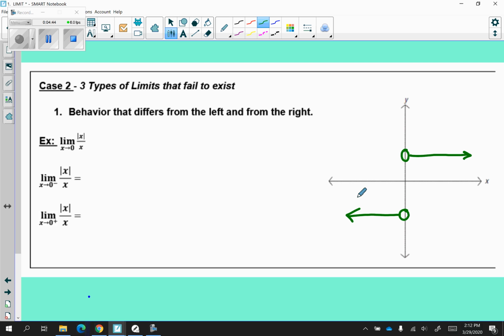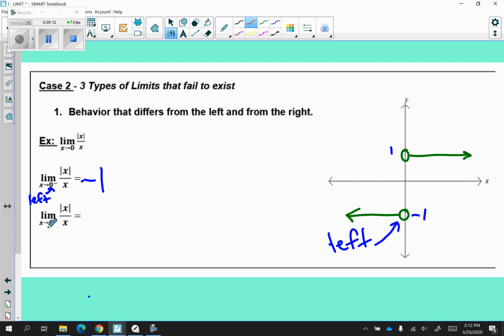So let's look here. I want to find the limit as x approaches 0, and if you notice there's a little subtraction sign on the right of the 0, that means as it's approaching from the left. So notice here, as I'm approaching the function from the left, which is the left-hand side, it's approaching -1.